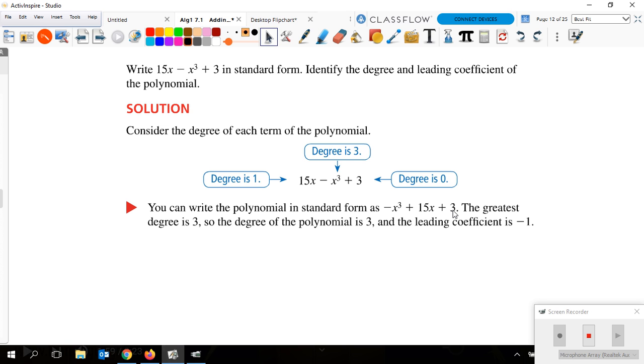It talks about the leading coefficient. The leading coefficient is a negative 1. That's what's in front of our leading term here. Degree of the polynomial is 3. That's the highest degree of the terms.